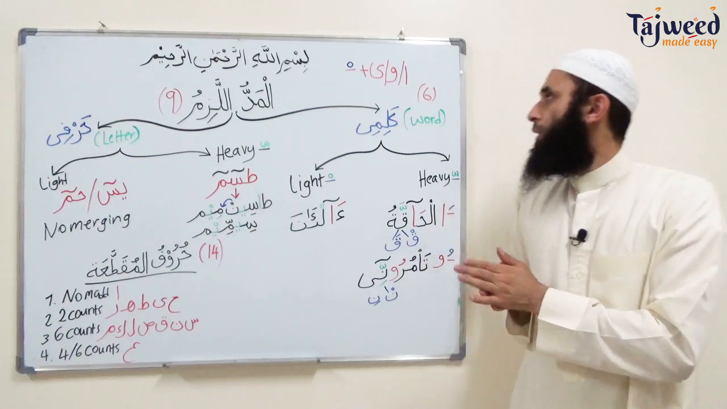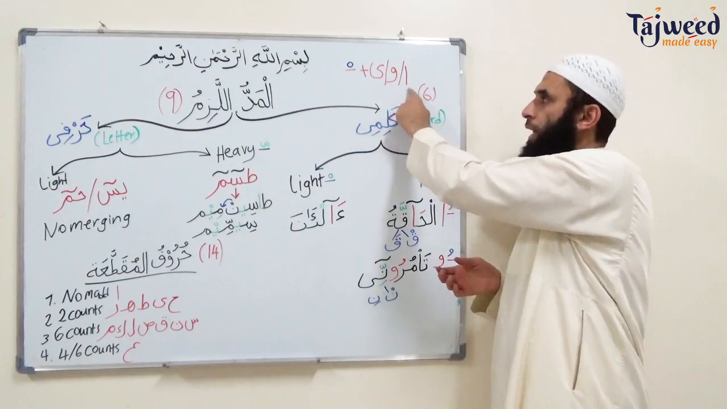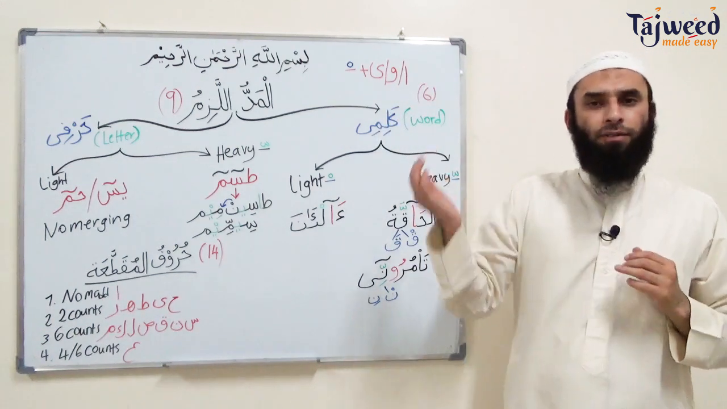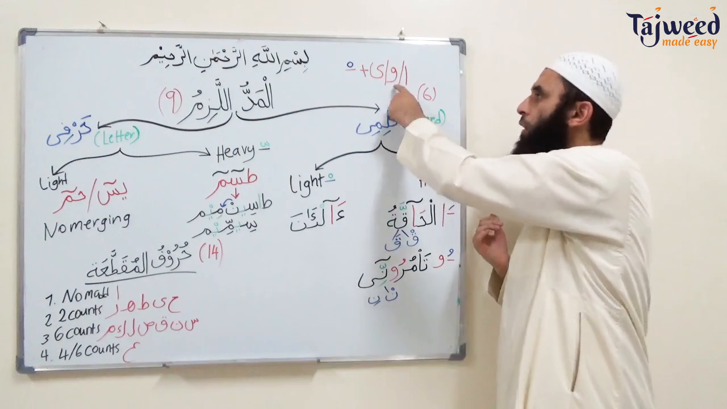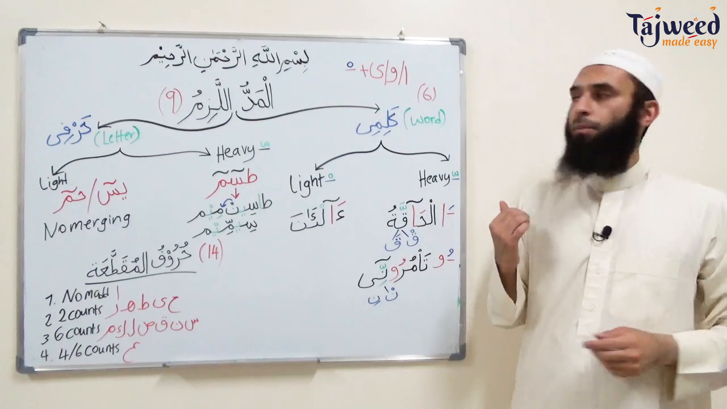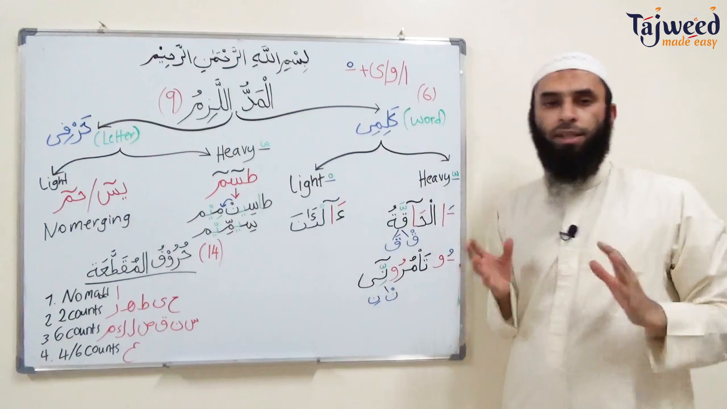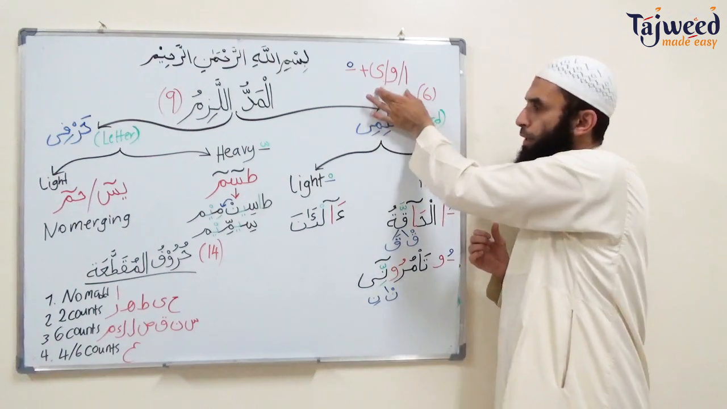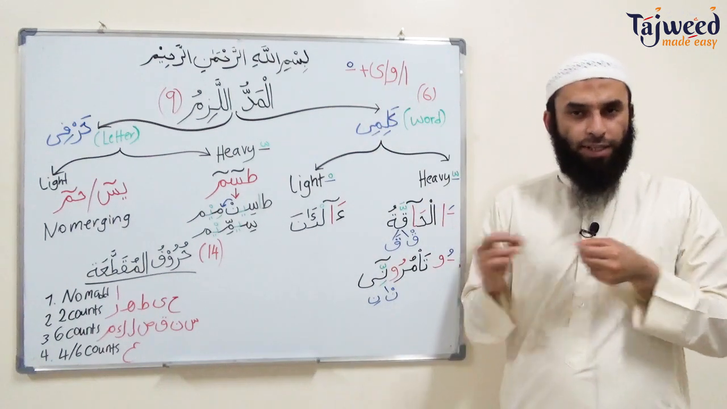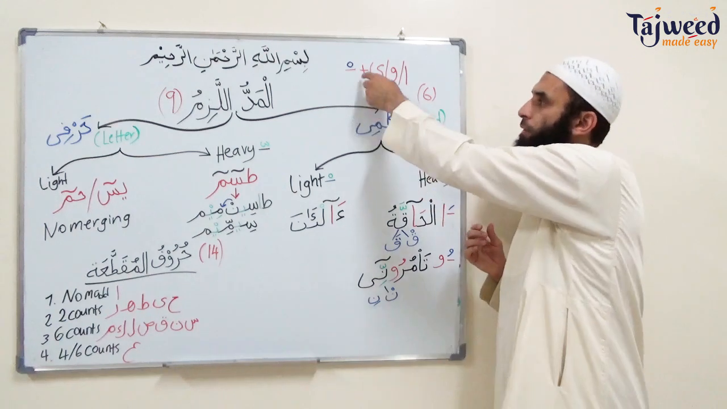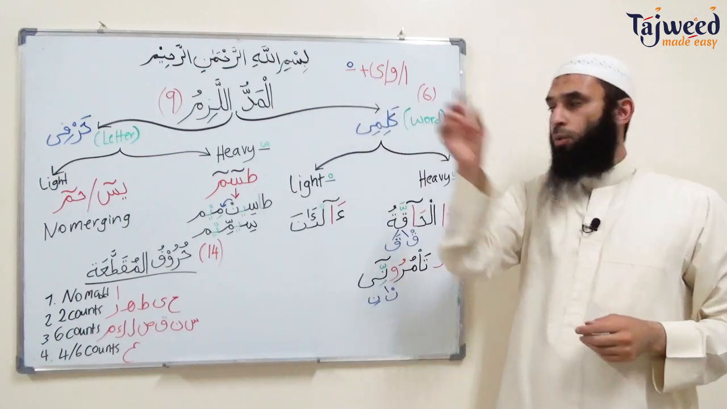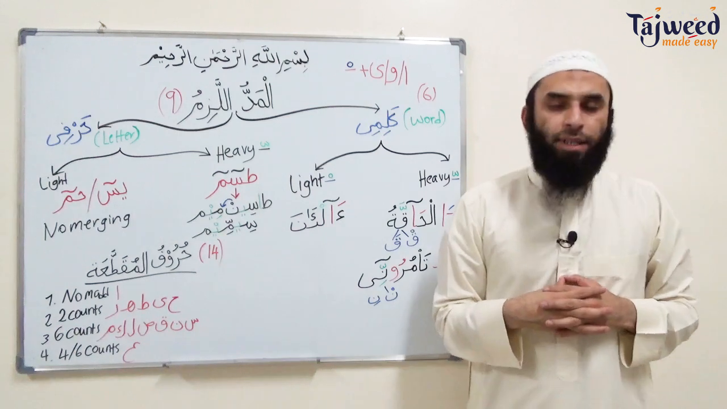Now have a look at the board. I've written here the 3 letters of Madd. Alif Sakin preceded by a letter that has a Fatha, Waw Sakin preceded by a letter that has a Dhamma, or Ya Sakin preceded by a letter that has a Kasra. Whenever we find the Huruf al-Madd, the letters for stretching, and what follows that is a letter that has a Sukun, then we do Madd Al-Laazim.